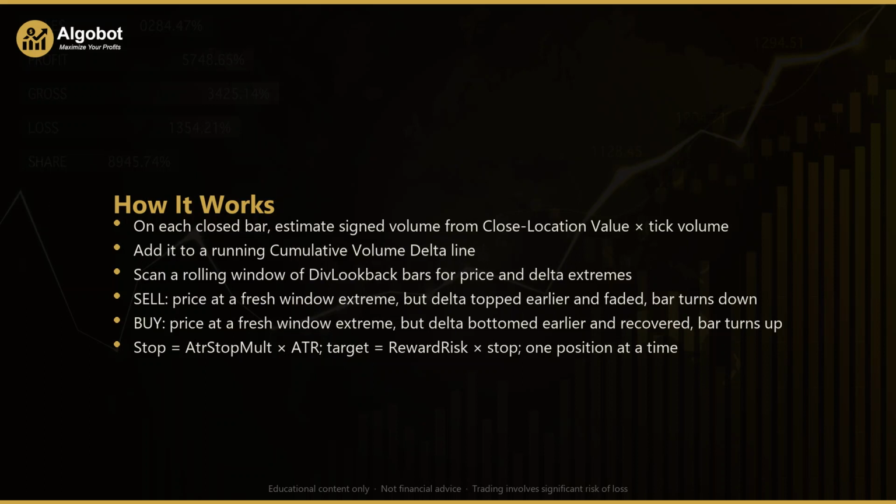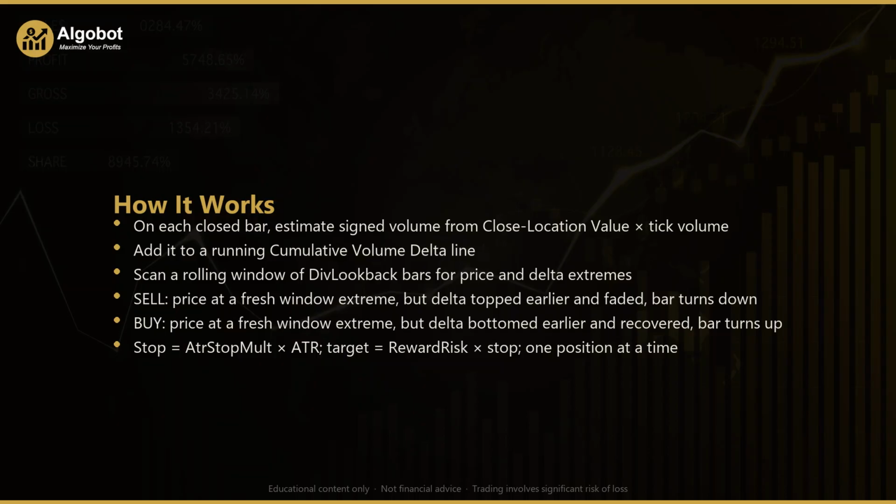For a long signal, everything mirrors. The most recent bar must be the window's low. The delta must have bottomed at least 3 bars earlier and recovered by at least 30% of its range, and the signal bar must close higher than the one before it. When that aligns, the strategy opens a buy.